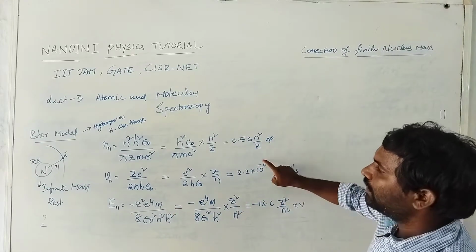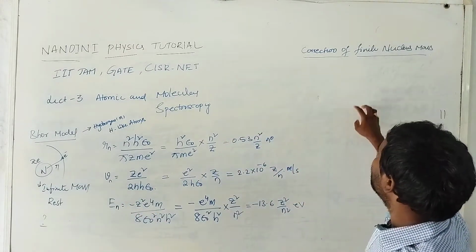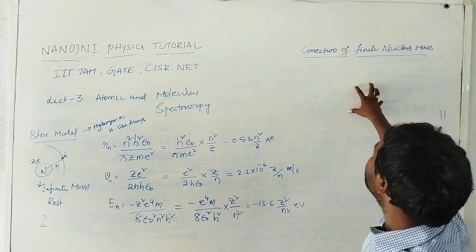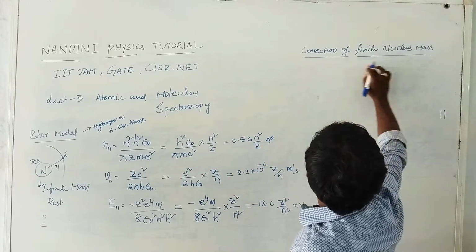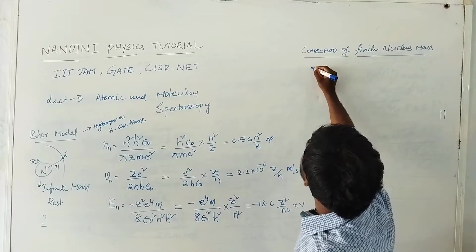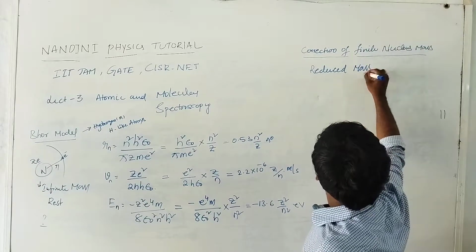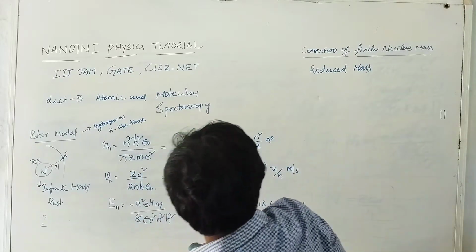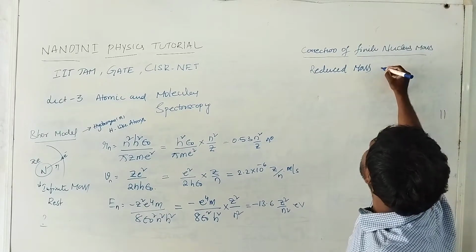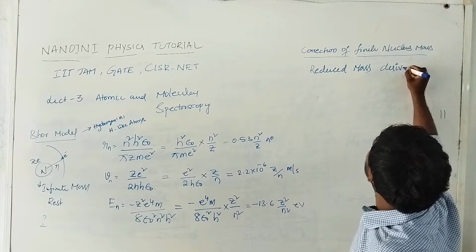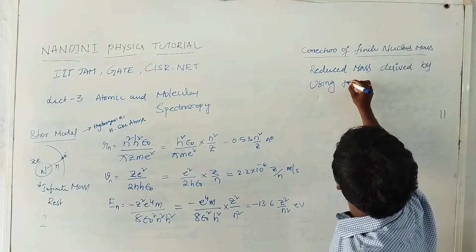Here the mass is directly the mass of the proton, but we consider the reduced mass concept, because finite mass means the nucleus contributes only the reduced mass. Therefore, the correction for finite nuclear mass is called the reduced mass. I am deriving this reduced mass by using the two body problem.